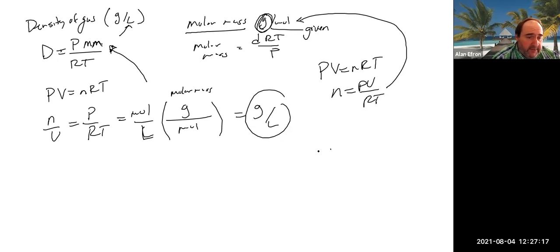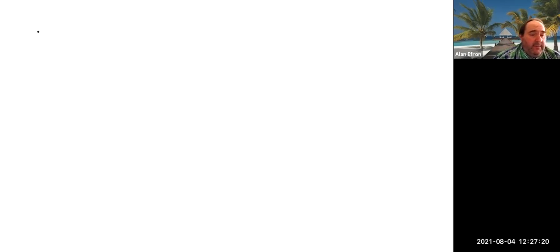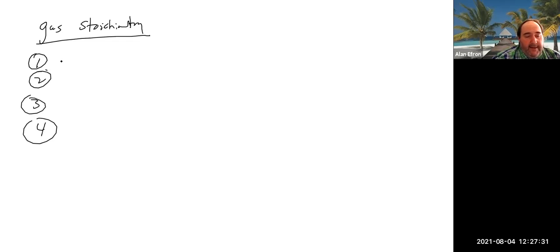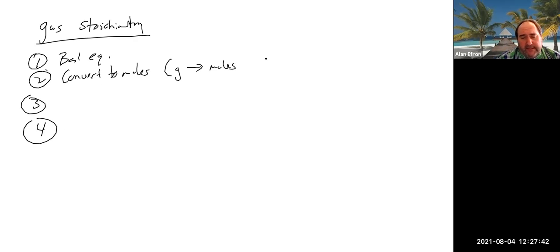We also talked about gas stoichiometry, and much like all our other stoichiometry, it's really not all that different in our four basic steps. We're going to balance the equation. We're going to convert to moles. A lot of times you will go grams to moles using the molar mass in gas stoichiometry problems, but this is potentially a place where you could use PV equals nRT and solve for n up front.